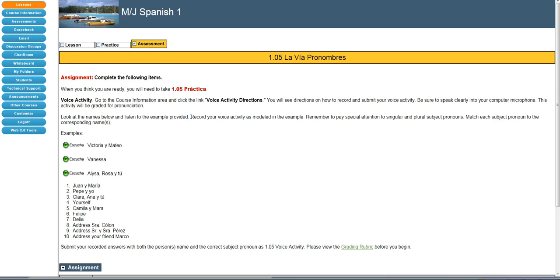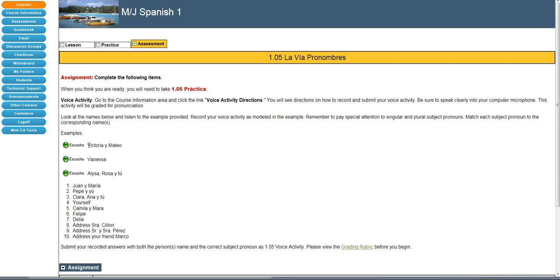You're going to record your voice just like they did in the model. You're going to pay attention to who they're talking about. You need to replace the subject pronouns, and you're going to match the subject pronoun with the person. It is important that as you do this, you do not just say the subject pronoun. We also need you to say the person's name. So for example, let's look at the examples.